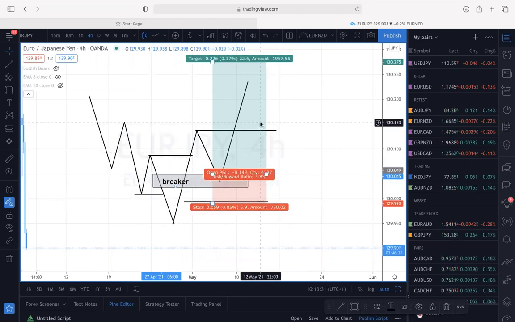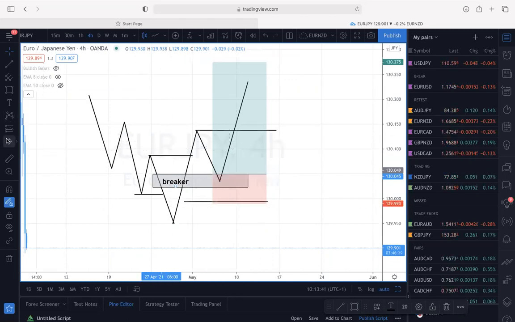Okay, so I see. It's basically the IC that will cause the breaker market structure and grab liquidity. Yes, that is the key thing about it. The key part is the grab of liquidity.